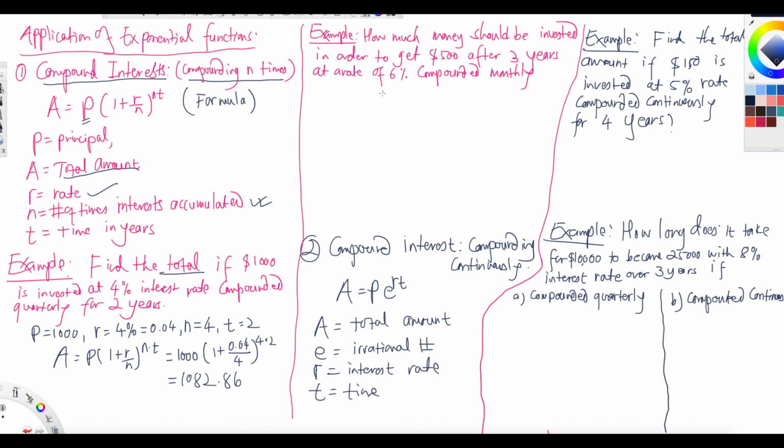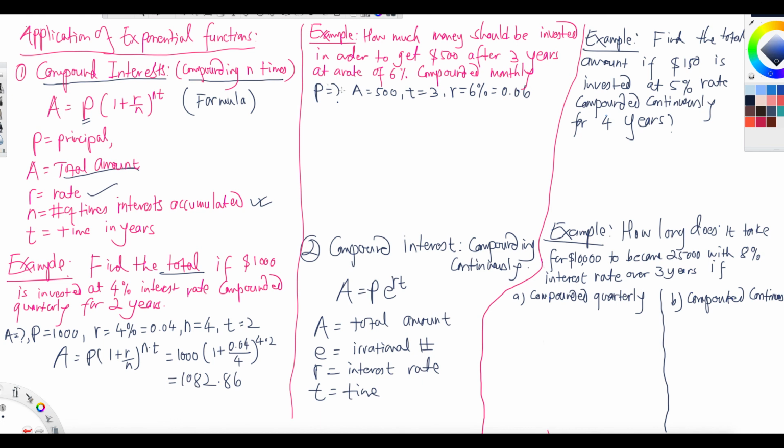Let us do one more example of this type. How much money should be invested? That is, what is the principal amount? That's what it is asking. In order to get $500, A equals 500. Here P is asked and A is given. The time T is 3 years, and the rate is 6%, which is the same as 0.06.